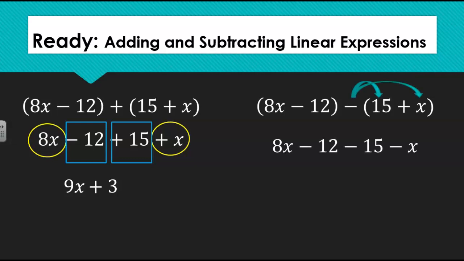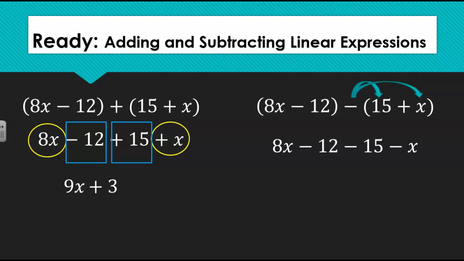Looking at the second problem, because we are subtracting these linear expressions, we first need to distribute that negative, or negative 1, to each of the terms inside the parentheses in the second linear expression. When we do that and remove the parentheses, we're left with 8x minus 12 minus 15 minus 1x.